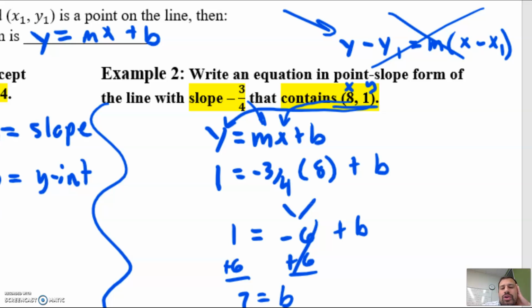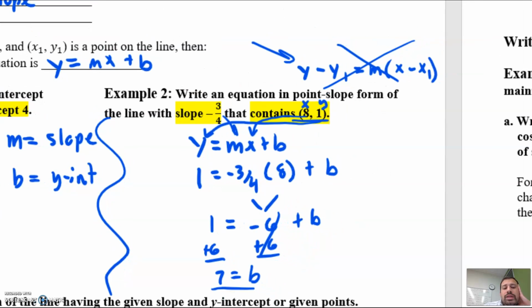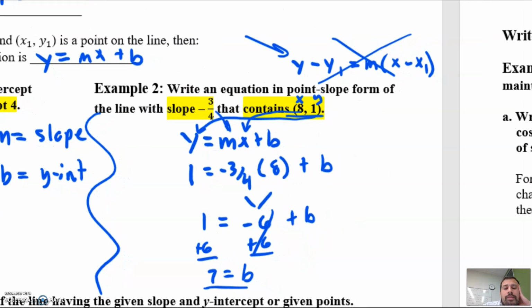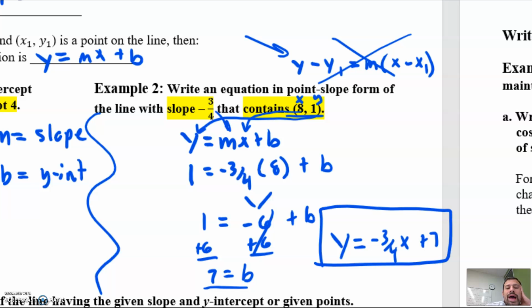Now remember, I'm trying to write the equation of a line. I'm not just trying to find b. I found b so that I can write my equation. My final equation is y equals the slope, just like we did in the last problem, right? The slope, negative 3/4 x, plus the y-intercept, plus 7. So that's my equation.